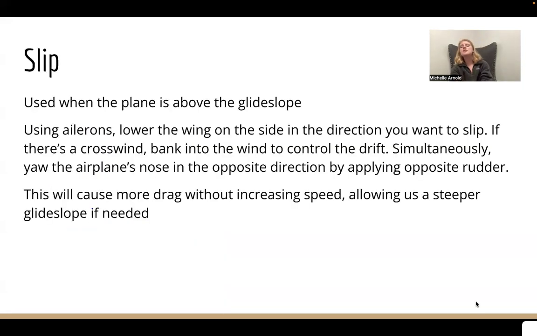All right, so a slip is used when the plane is above the glide slope, like we just talked about. And you can perform this by using your ailerons. You want to lower the wing on the side in the direction that you want to slip. So if there's a crosswind, bank into the wind to control the drift. And as you bank into the wind, you want to simultaneously yaw the airplane's nose in the opposite direction by applying opposite rudder. So if you're banking to the left, you're applying right rudder. And this is assuming that there is wind coming from the left. This will cause more drag without increasing speed, which will allow us a steeper glide slope if we need that.